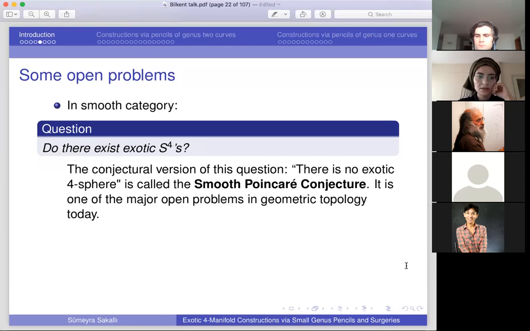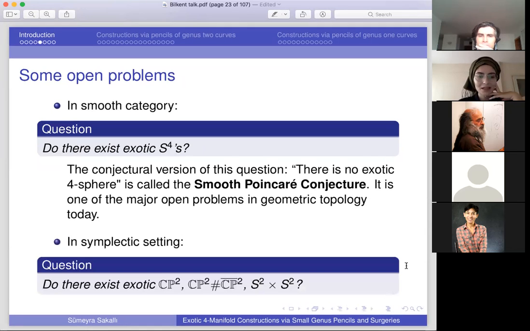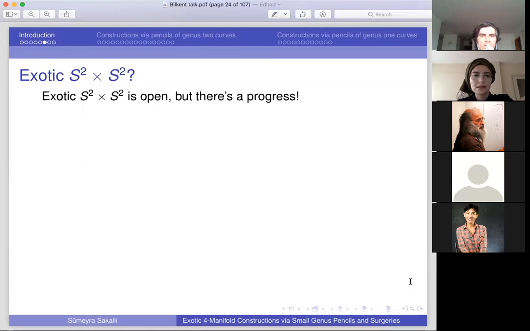And today, it is one of the major open problems in geometric topology, or low-dimensional topology, let's say. And in the symplectic setting, we ask similar questions in the same way. Do there exist exotic complex projective plane, or CP2 blown up at 1 point, or S2 cross S2? And these are all open, and still we don't know the answers for those. Let me talk about this last question a little bit. The exotic S2 cross S2s. Again, the existence is open, but there is a progress in that direction.